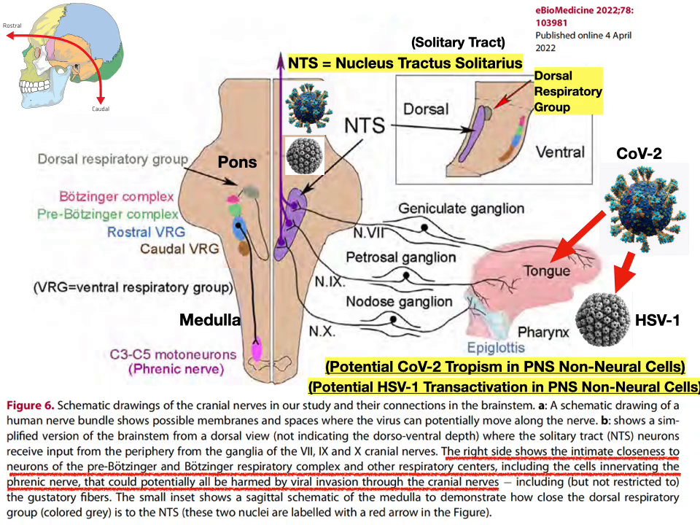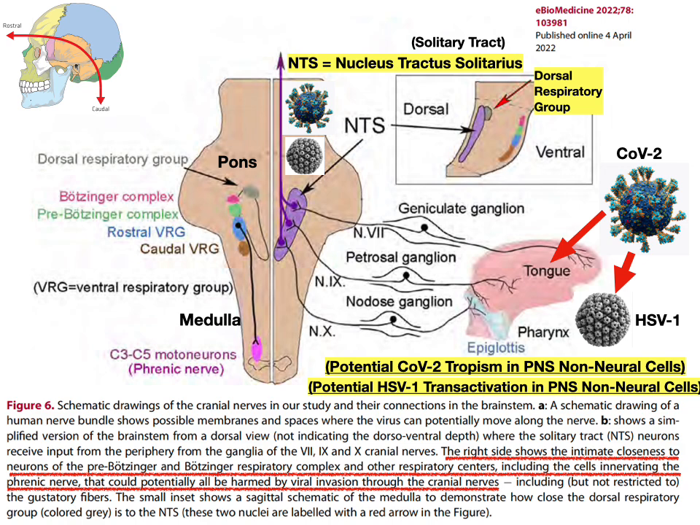Back to the 2022 paper, figure 6. We're talking about how COVID infections of the oral pharyngeal cavity, including the tongue, the pharynx, and epiglottis, can infect neurons which are collected into various cranial nerves: the 7th nerve, the 9th nerve, and the 10th nerve. Shown in the figure are the ganglia, which lie to the sides of the brainstem: the geniculate ganglion, the petrosal ganglion, and the nodose ganglion.